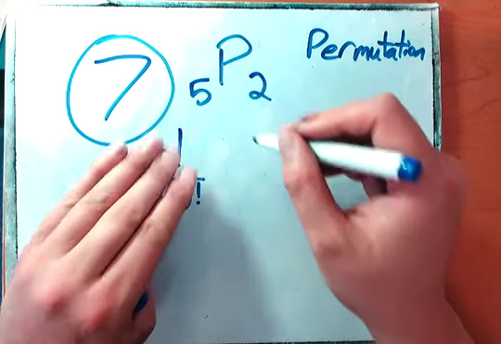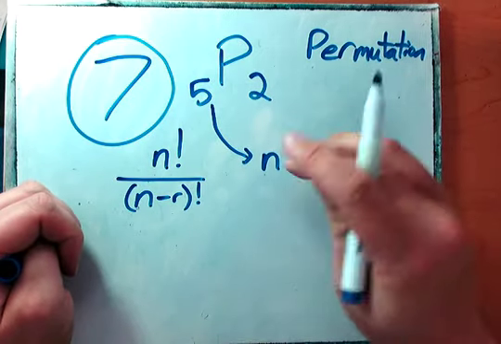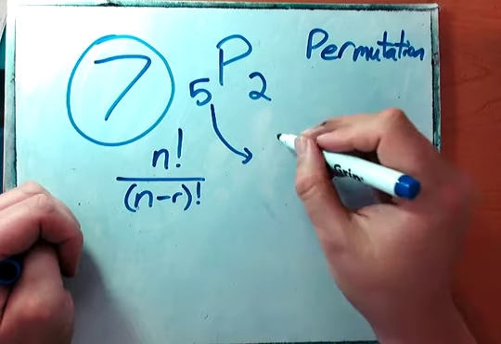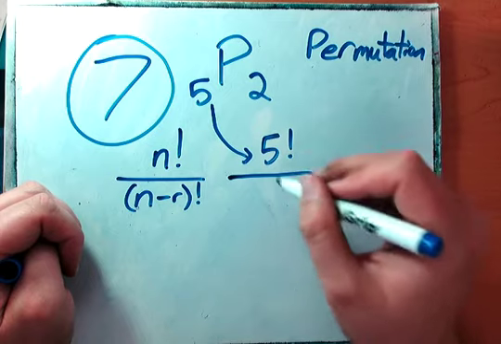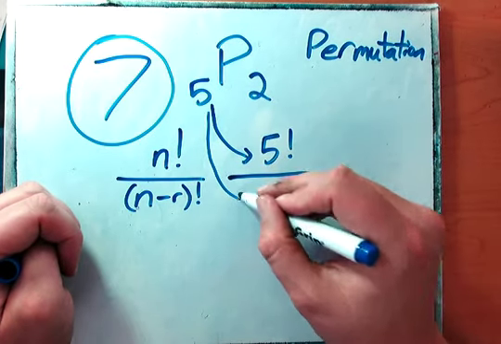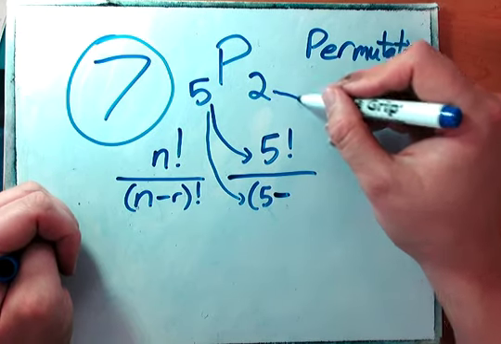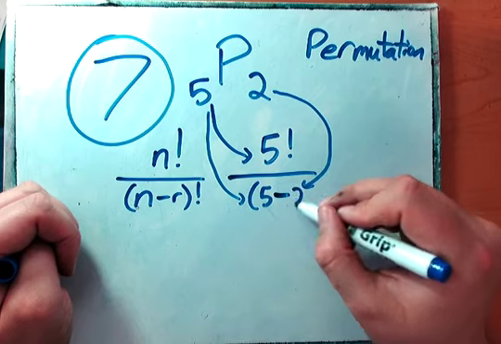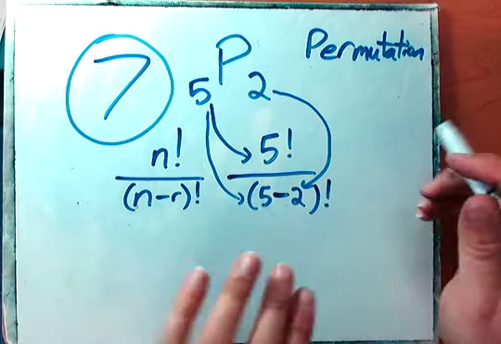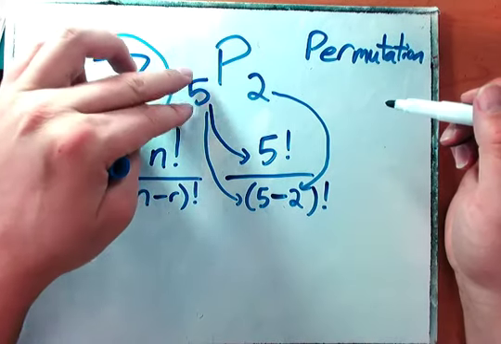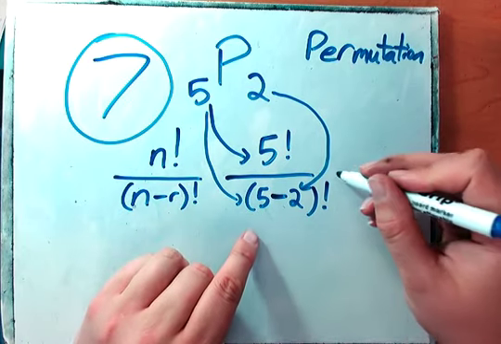So, for this question, I take 5 and I put it down on top. I take the first number and I call it n, and I say 5 factorial. Then I take that same number and I put it down here, and so I say 5 minus, then I take this second number and I plug it in there. So I say 5 minus 2 factorial. So what does this actually mean? This first number gets used twice. It gets used in the top and the bottom. The second number only gets used in the bottom.